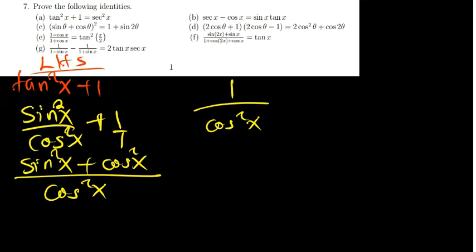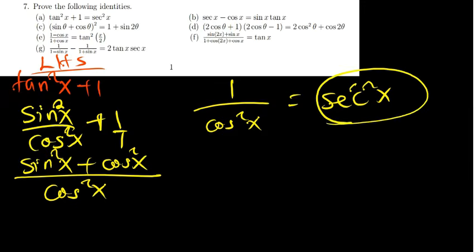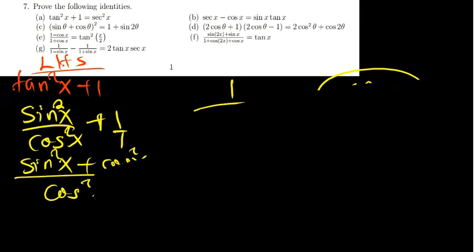I know that 1 over cos is sec. Meaning since it is squared, it's going to be sec squared x. Now I can see that the left hand side is equal to the right hand side. Hence proved. So that is it for part A. Now let's go to part B.